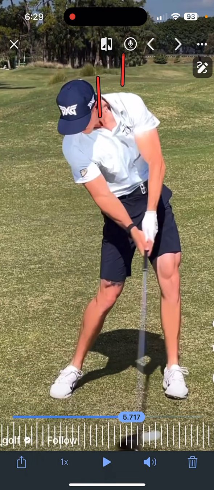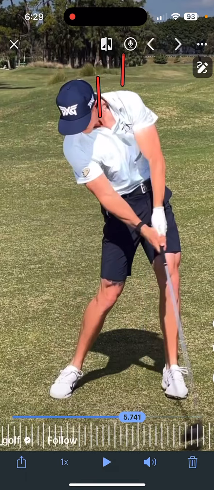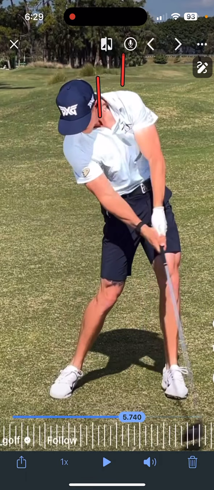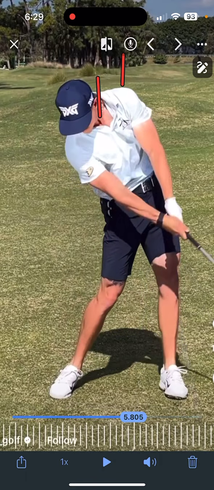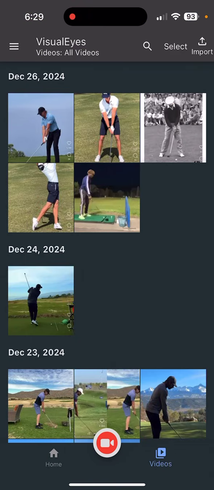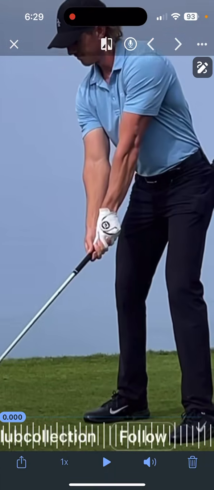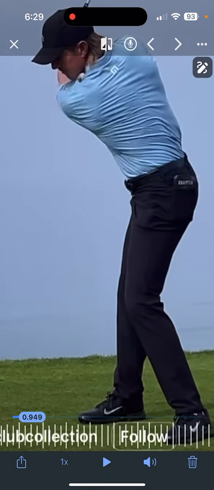But it's not the only thing. Look at his left wrist. Is he trying to bow and supinate that left wrist? No, he's trying to move it into an extension position, and that's what you do in a baseball swing. Now, let me show you a better angle so this is easier to see. Watch his lead wrist.